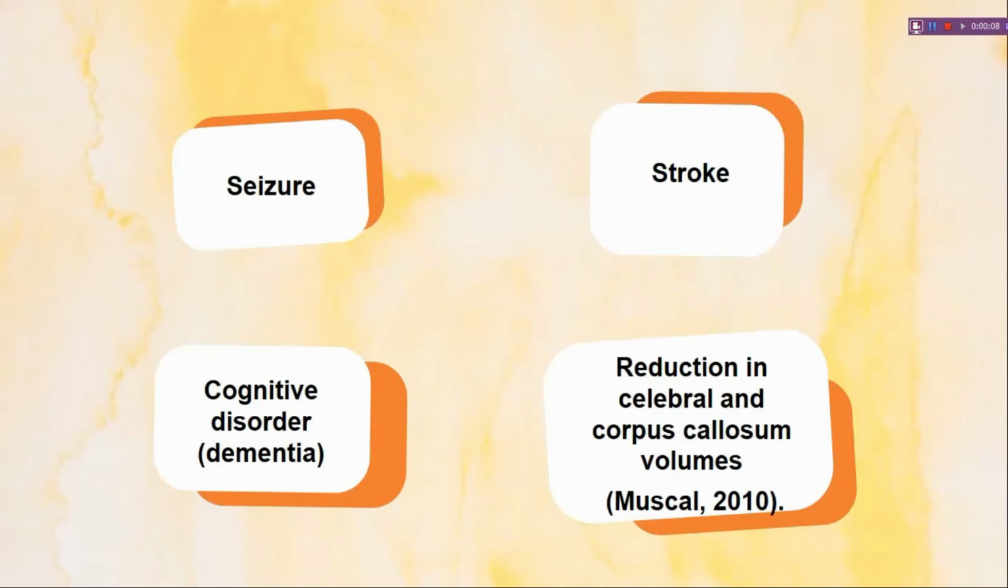Seizure is a sudden, uncontrolled electrical disturbance in the brain, involving both focal and generalized seizure. Stroke is a sudden interruption in the blood supply to the brain, caused by blockage of arteries leading to the brain. Next is cognitive disorder, such as dementia, where the individual experiences loss of memory and distortion of thinking ability. Also, brain imaging shows the reduction in the cerebral and corpus callosum volume in the brain.